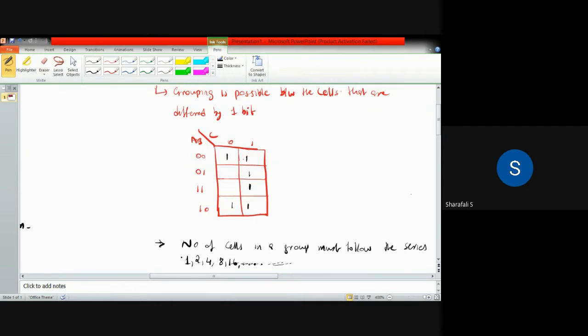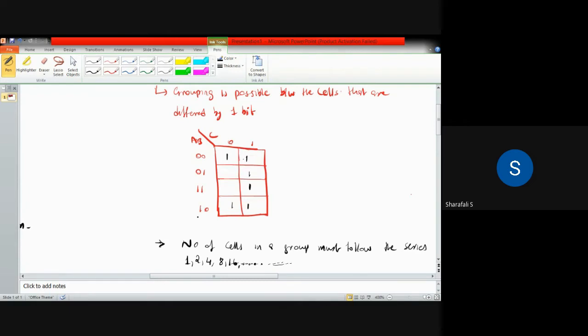So it can be 1. The number of cells in a group can be 1, 2, or 4. So no group will have the number of cells equal to 3. That is not allowed. Similarly, after 4, we have 8, so no groups have 5, 6, or 7 cells. That is not allowed. This series is nothing but 2 raised to n, where you put n equal to 0, 1, 2, 3, etc.